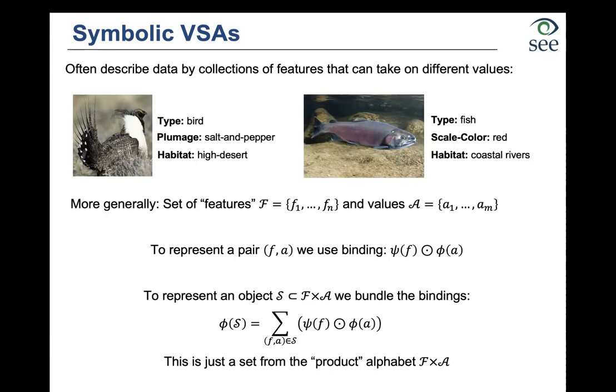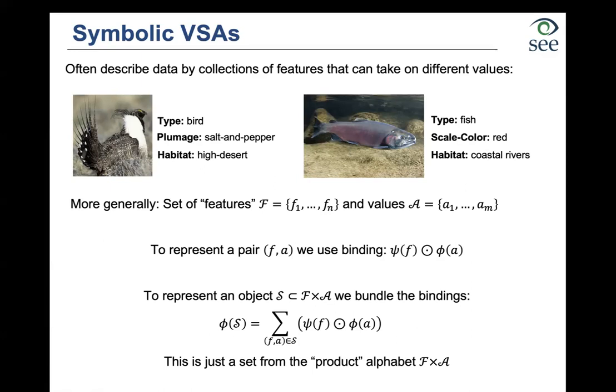Where does it live? More generally, we can think about this as a situation in which we observe a collection of features that are associated with a different collection of values. And what we want to do is represent objects as sets drawn from this product alphabet of features and values. The way we do that is by binding. We associate a particular feature with its value by binding the embedding of the feature with the embedding of the value. And then to represent a set, we just bundle together these bound pairs.